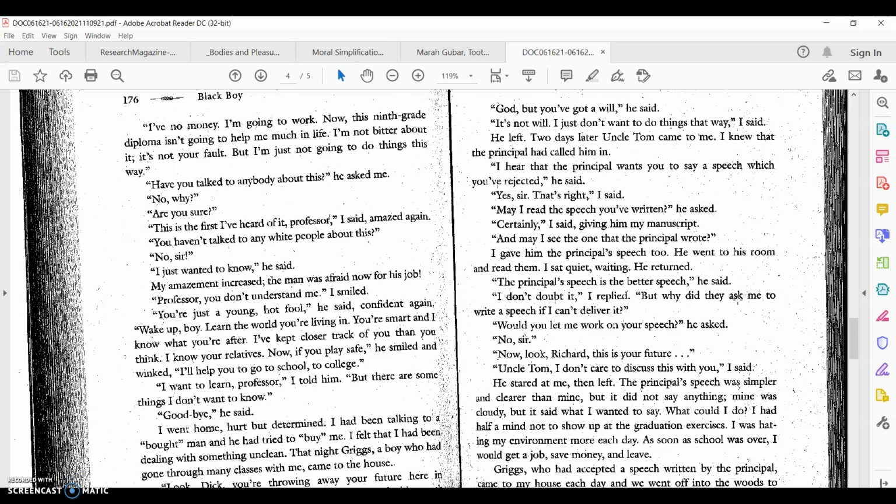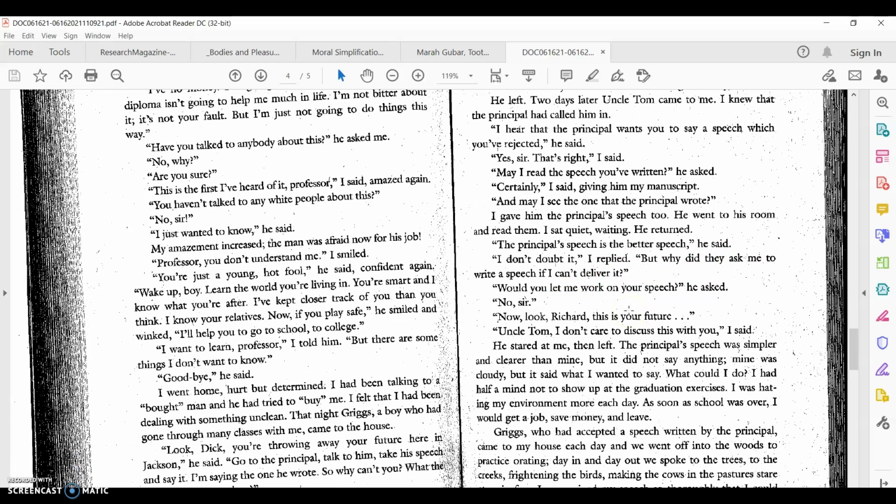"I don't doubt it," I replied, "but why did they ask me to write a speech if I can't deliver it?" "Would you let me work on your speech?" he asked. "No, sir." "Now look, Richard, this is your future." "Uncle Tom, I don't care to discuss this with you," I said. He stared at me, then left.